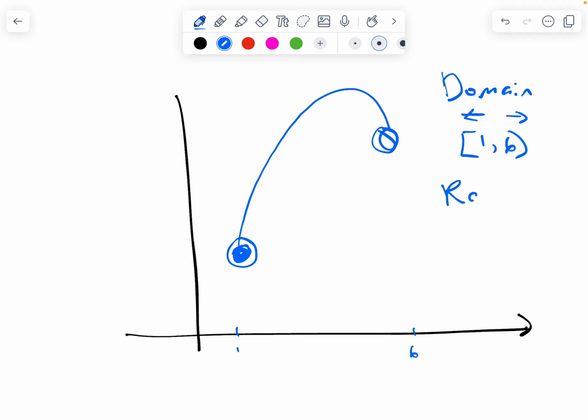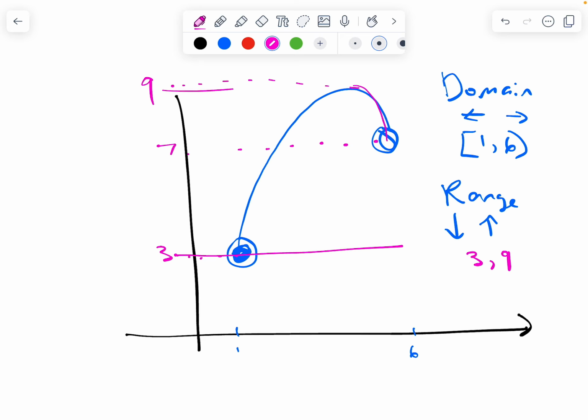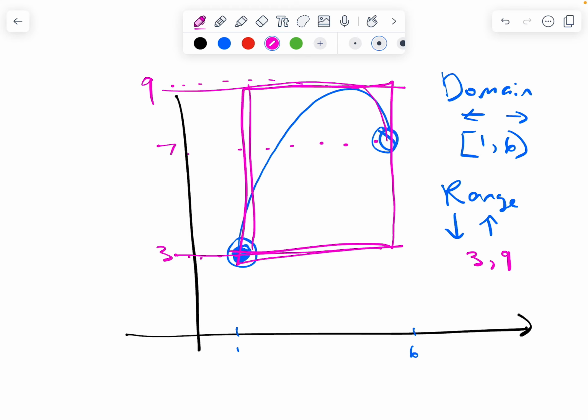Now the range is a measure of how far down and then how far up it goes. So here I'm going to test this and then I'm going to test this value right there. Let's say this is 3 and this is 9. I'm going to do 3, 9. Now it doesn't matter that it dropped back down to, let's say, 7 or something. Domain and range is just a measure of the extremes. The extreme low is 3, the extreme high is 9. Kind of like if we package this up into a box. Domain is how far to the left and how far to the right the box goes, 1 and 6. And range is how low, which is 3, and how high, which is 9.